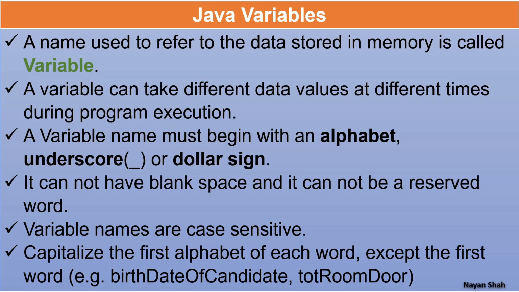A variable name must begin with an alphabet. Now while naming a variable, there are certain rules. The first character of the variable name should be either alphabet, underscore or dollar sign. You can't start any variable name with a number. It cannot have blank space, so it's a single word. A variable name is a single word, and it cannot be a reserved word of that particular language.